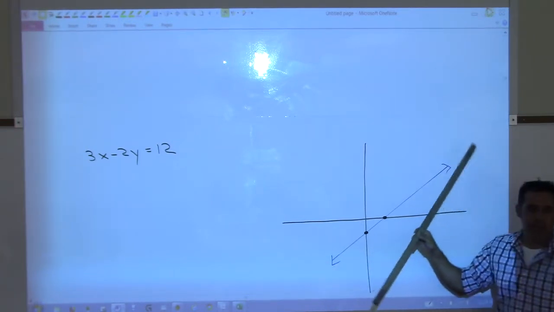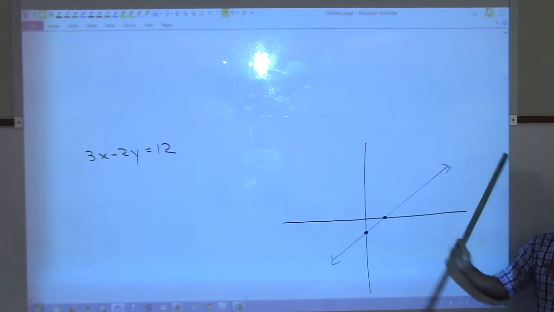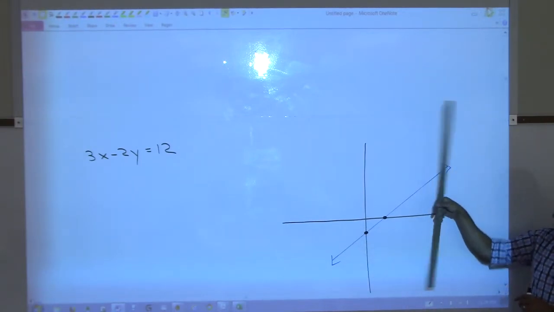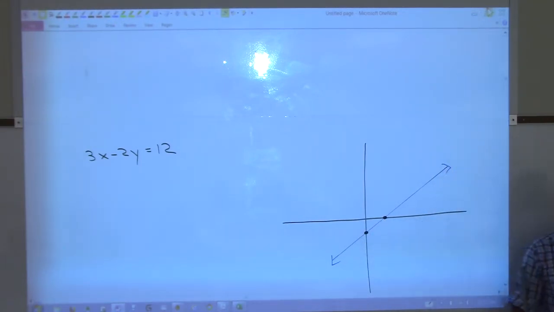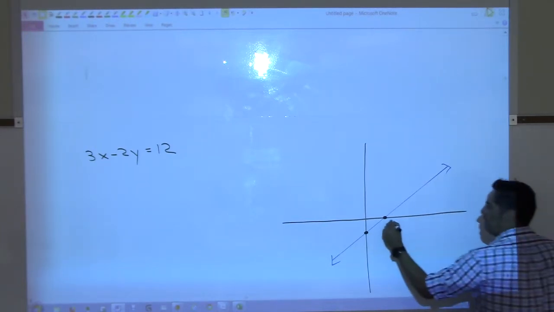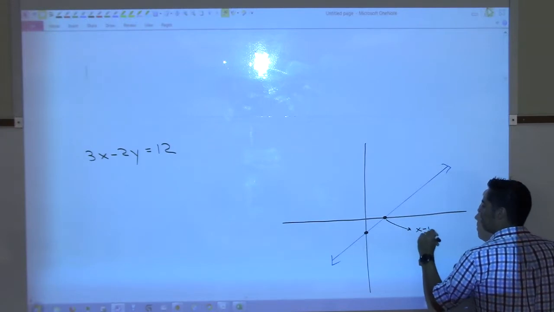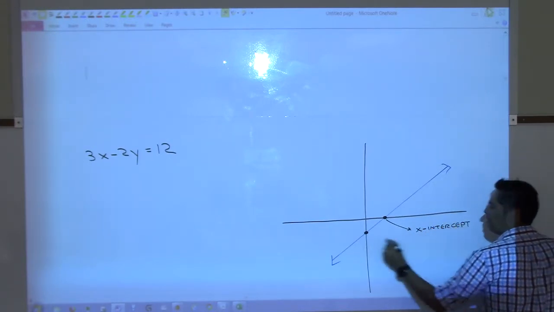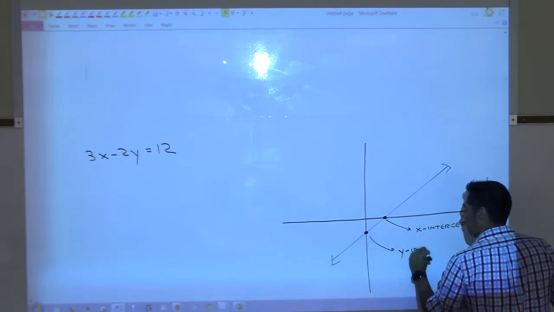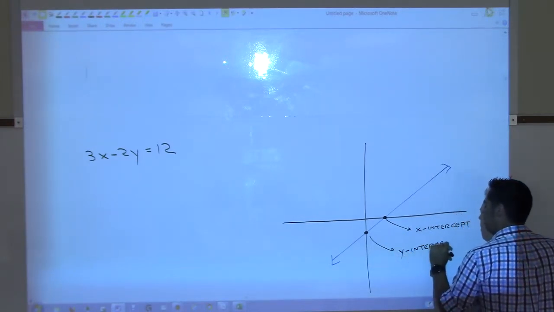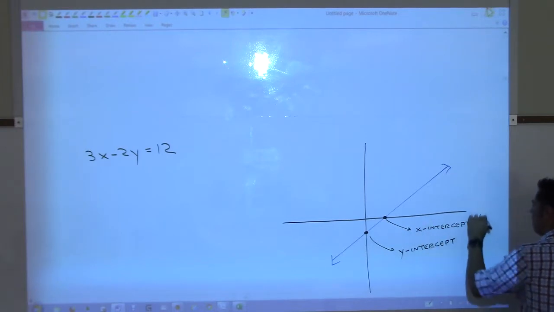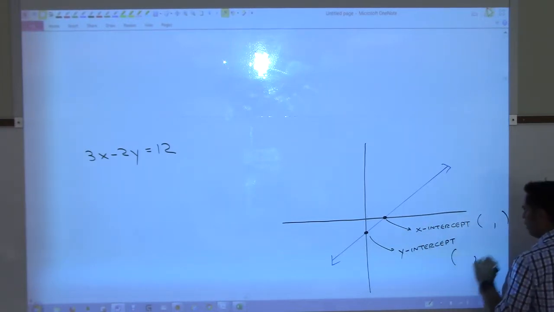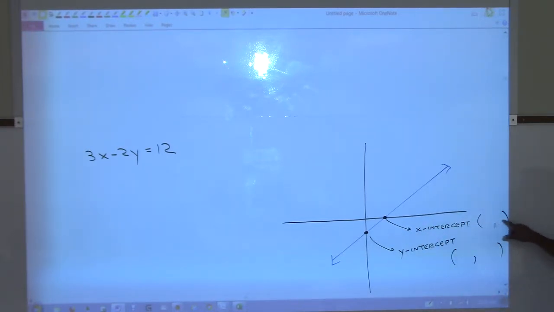But any other line that you draw, no matter how you do it, as long as it has some sort of tilt to it, it's not straight up or straight across, it's got to hit the x and y-axis somewhere, right? So these points where we hit, we call this the x-intercept, and we call this point the y-intercept. Can somebody tell me something about every x-intercept and every y-intercept? This is the x and this is the y.